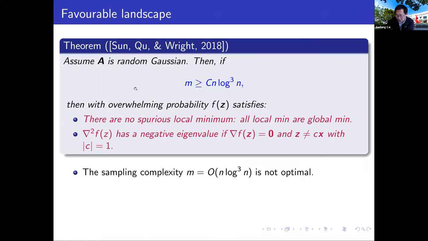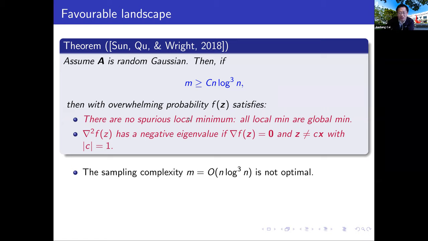For the high-dimensional case, Sun, Qu, and John Wright have a result on the landscape analysis of this function f. Their result is that if M is larger than C n log cube n, then with very high probability, this least squares fitting will satisfy two properties. First of all, there is no spurious local minimum; all local minima are global minima. And secondly, the Hessian of f has a negative eigenvalue if the gradient equals zero. This means that if a critical point is not the global minimum, not a local minimum, then it must be a strict saddle.